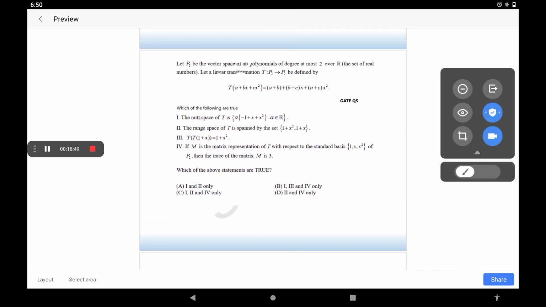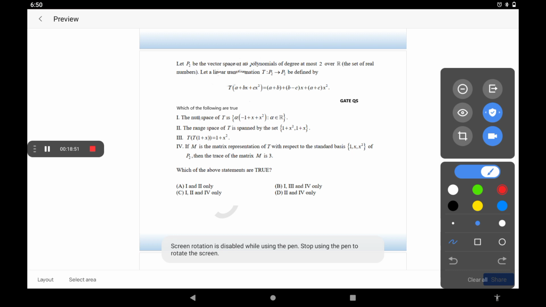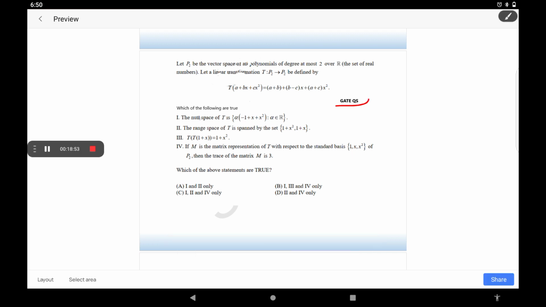It's a big question. Let's see what it is. It is also a GATE question. Let P2 be the vector space of all polynomials of degree at most 2 over R. So dimension of P2 equals 2 plus 1 equals 3. Let a linear transformation T from P2 to P2 be defined by this. Now which of the following are true?